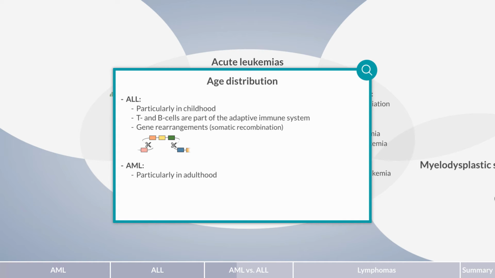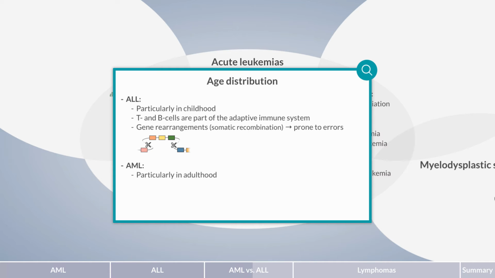Somatic recombination also poses a risk, as the slicing and merging of DNA can lead to errors. This particular mechanism is the key to understanding the age distribution of the acute leukemias. The adaptive immune system develops the most in the first 20 years of life and is the reason why acute lymphoblastic leukemias more commonly affect children and young adults.